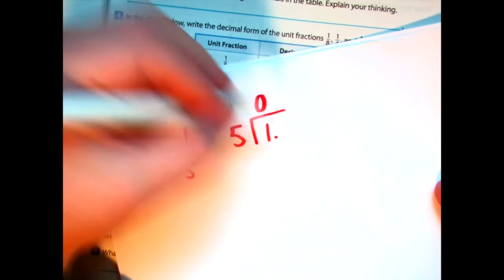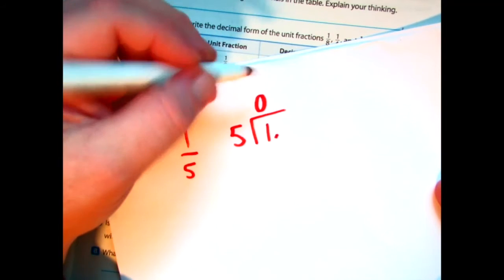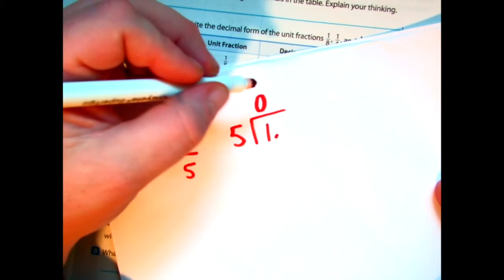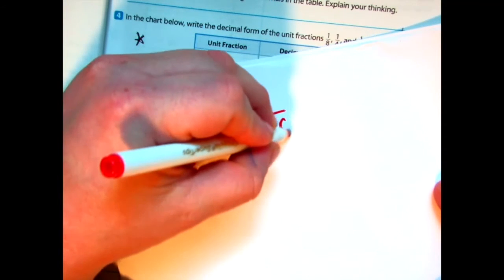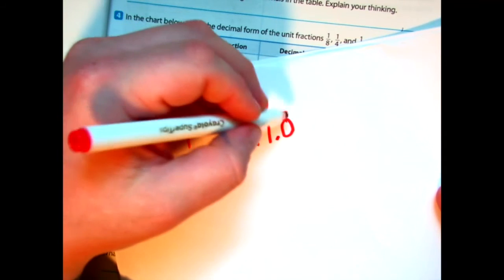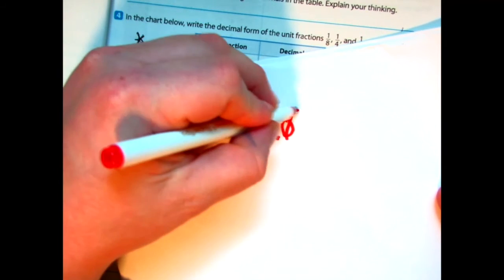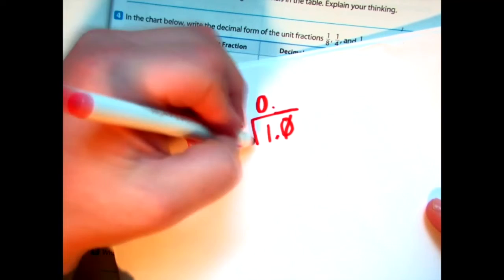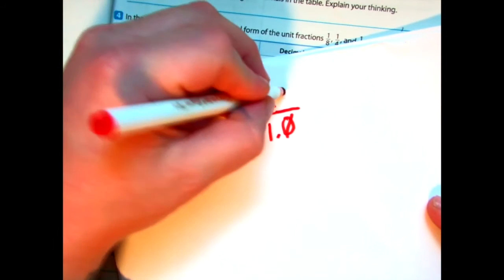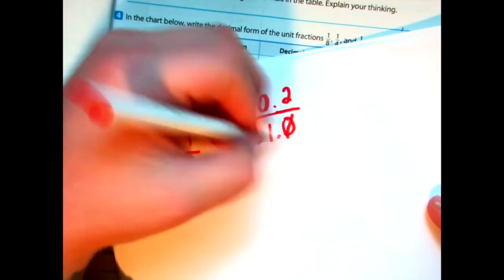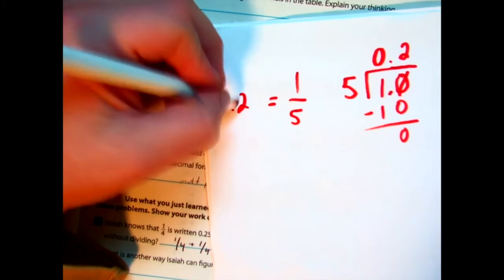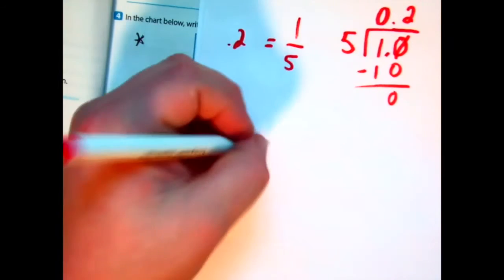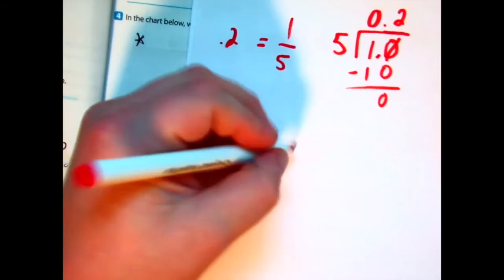That means I now have to add a decimal point, because I know this is going to be a fraction of the whole, or a part of the whole. I'm going to place a placeholder of 0 in the tenths place. How many times can 5 go into 10? Well, it can go in 2 times. 5 times 2 is 10. 10 minus 10 is 0. Basically, 1/5 is equal to 2/10. So 1/5 is equal to 0.2.